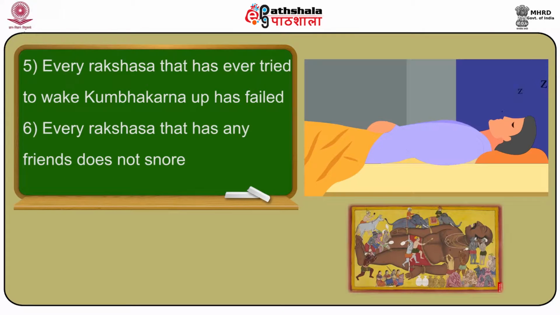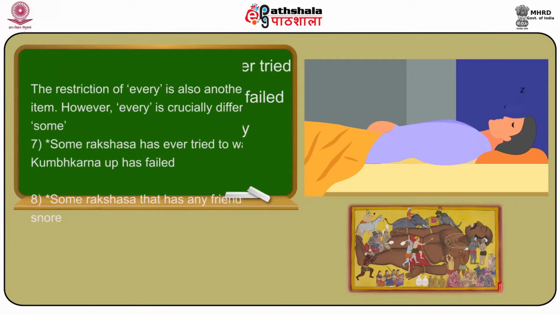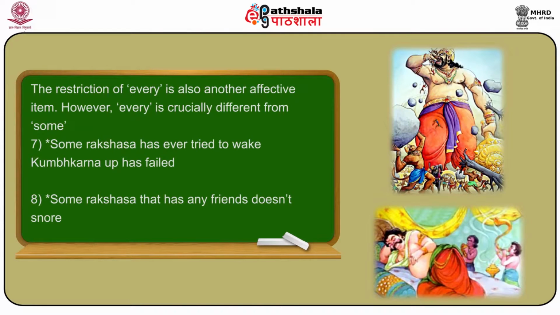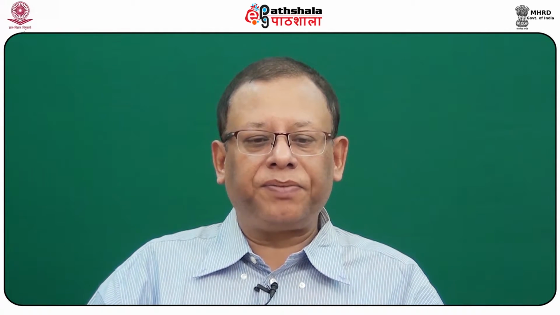Every Rakshasa that has ever tried to wake Kumbhakarna up has failed. Every Rakshasa that has any friends does not snow. So the restriction of every is also another affective environment. However, every is crucially different from some. Some Rakshasa that has ever tried to wake Kumbhakarna up has failed is an ungrammatical sentence, as is Some Rakshasa that has any friends does not snow, which is also an ungrammatical sentence.